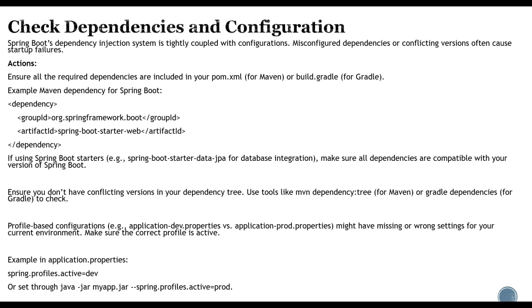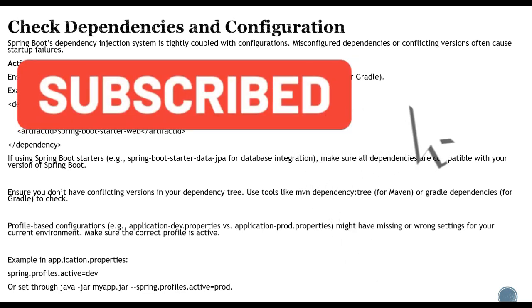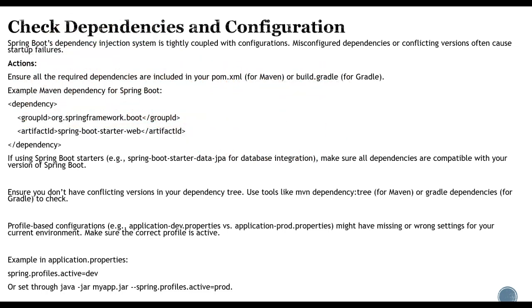Now what you have to do is ensure the dependencies are included in the pom.xml. So if you are working with Maven, ensure that you are adding those particular dependencies. Now if you are aware of the Spring Boot starter dependencies like Spring Data JPA, web, or database related, make sure that the dependencies are compatible with the Spring Boot version you have mentioned. So ensure you don't have a conflicting version in the dependency tree. Use tools like mvn dependency:tree, or if you're working with Gradle, there is a dependencies task to check, right?